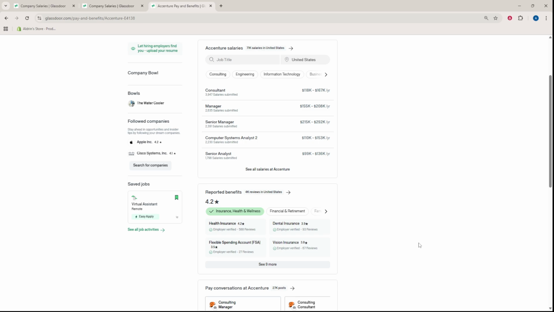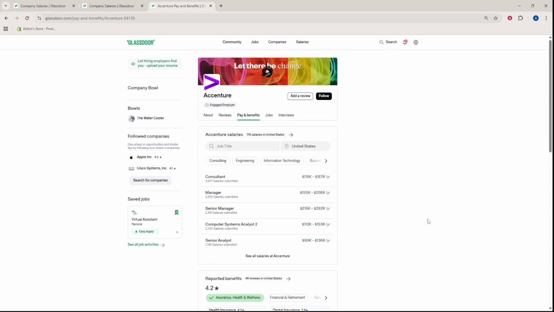A few important considerations as you decide. Glassdoor data is self-reported and not always verified. It tends to be more accurate for larger companies with many submissions. Always look at total compensation, not just base pay, because bonuses, equity, and benefits can vary widely. And remember, salary is just one factor. Browse reviews for culture, growth opportunities, and work-life balance to get the full picture.